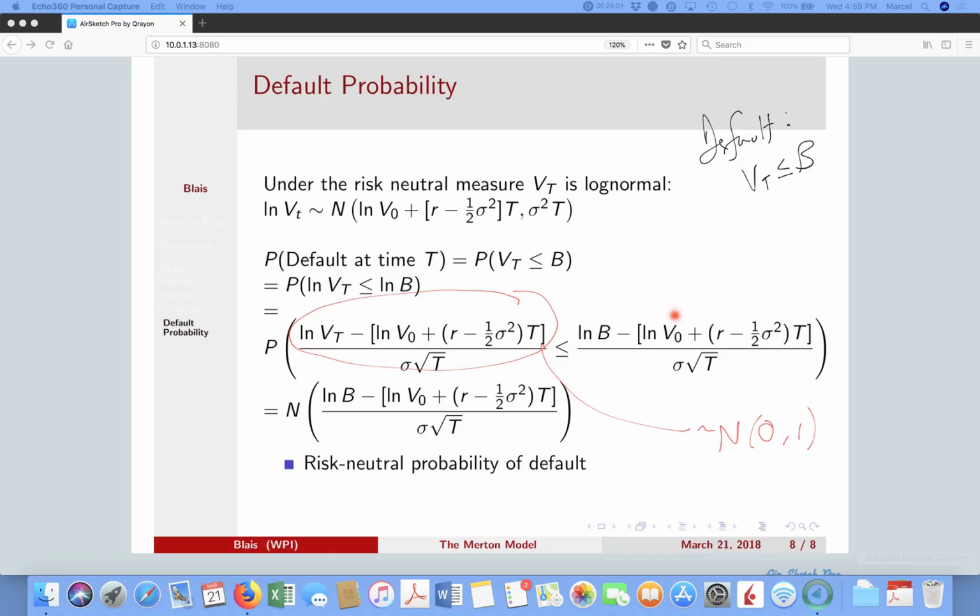This may be complicated, but it's just a constant. That's obtained by taking this constant and plugging it in to the cumulative distribution function for the standard normal, which is what we had written as N. So this gives us a way to obtain the risk-neutral probability of default. So in this model, you can then back out a default probability using this framework.